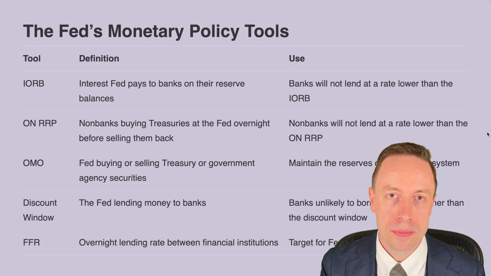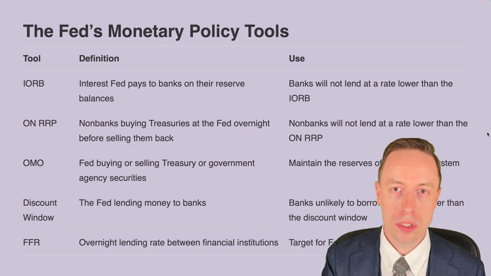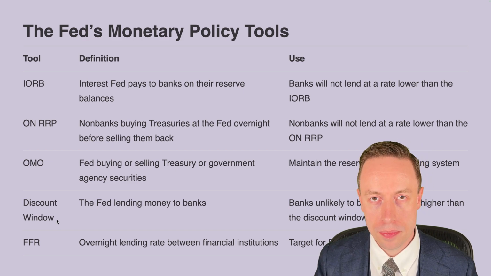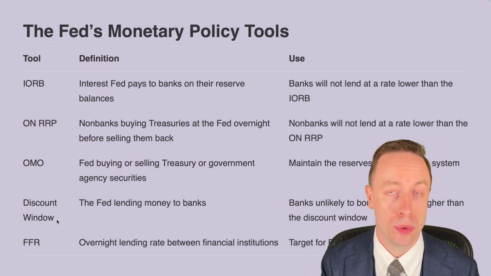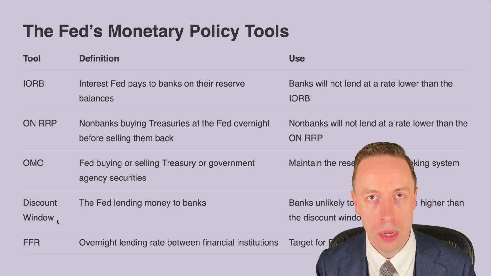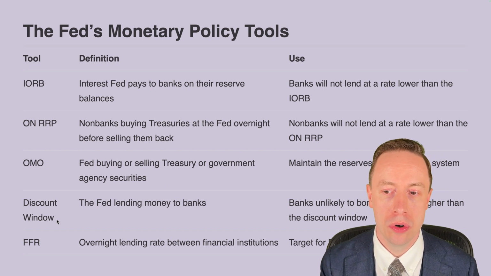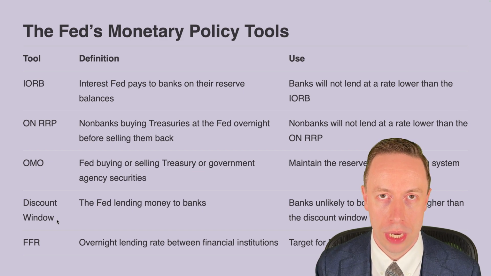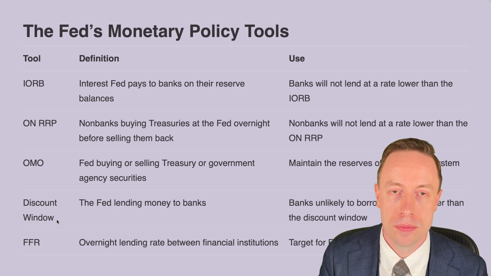Now finally, the Federal Reserve can also lend money to banks through what's called the discount window. That puts a cap on how much banks will pay to borrow, because they can always go to the Fed, borrow at the discount window using an interest rate called the discount rate. And no bank should pay more than that when they can just borrow from the Fed.